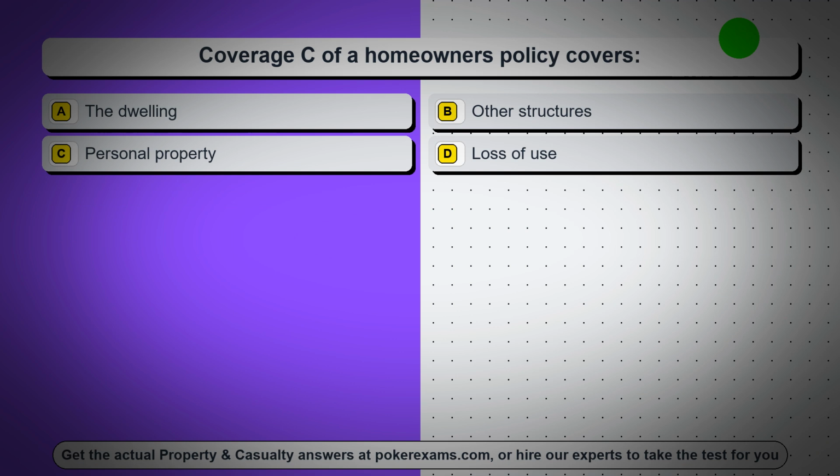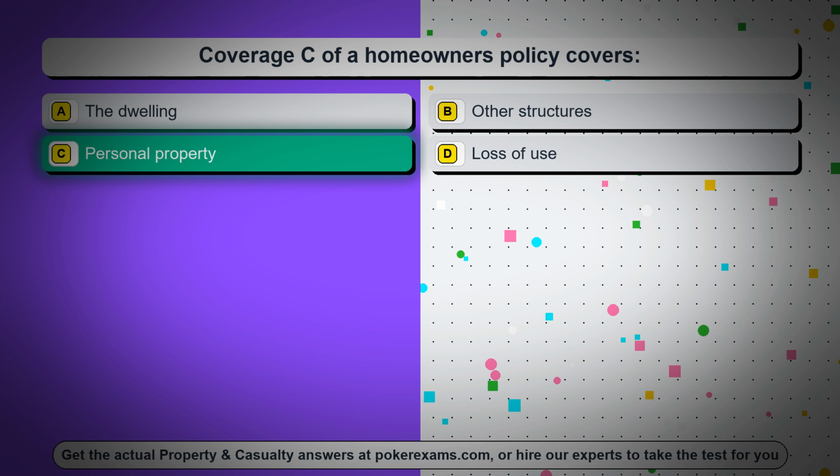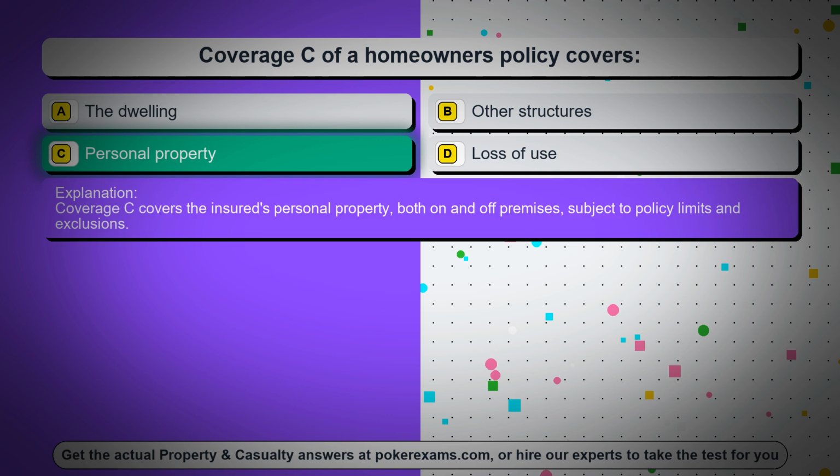Question 50. Coverage C of a homeowner's policy covers: Option A, the dwelling. Option B, other structures. Option C, personal property. Option D, loss of use. The correct answer is option C, personal property. Coverage C covers the insured's personal property, both on and off premises, subject to policy limits and exclusions.